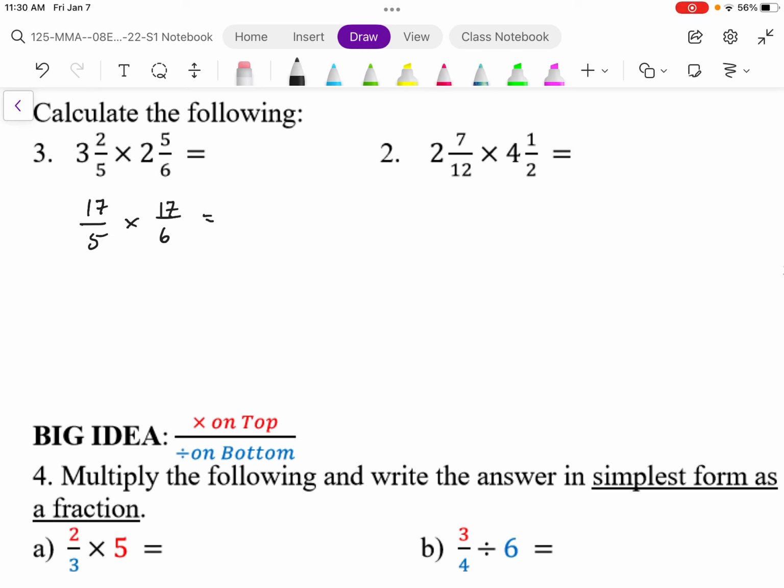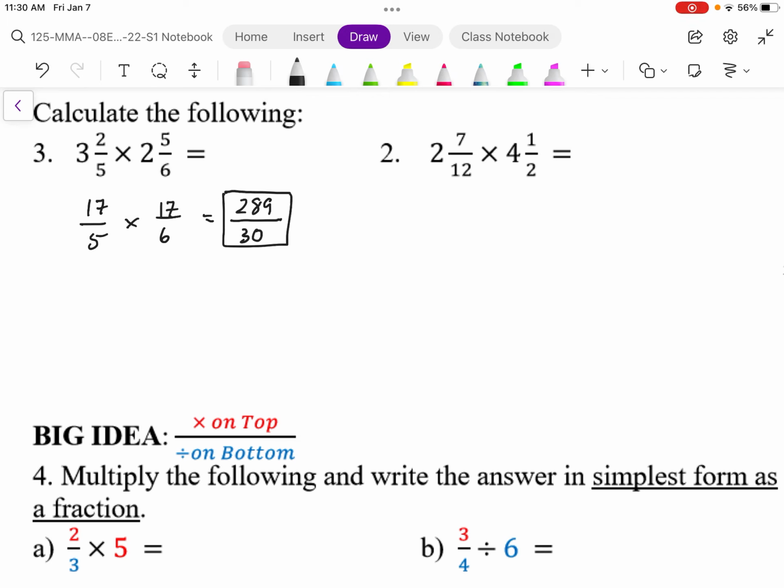17 is a prime number, so they don't share any common factors with 5 or 6. So we end up with 289, 17 times 17. 5 times 6 is 30, so there's my final simplified answer.